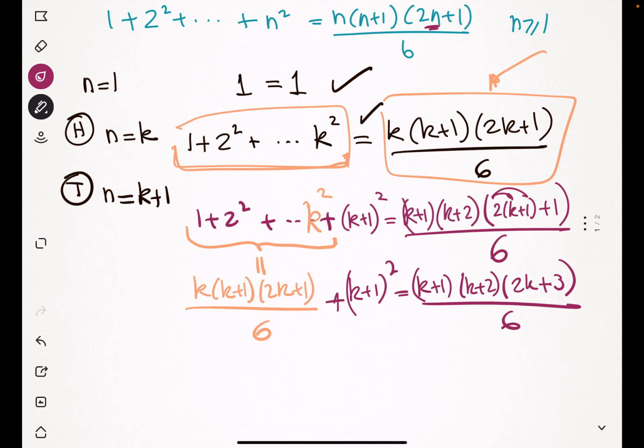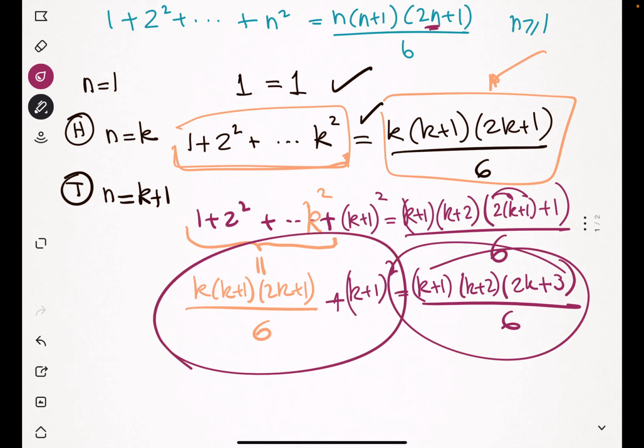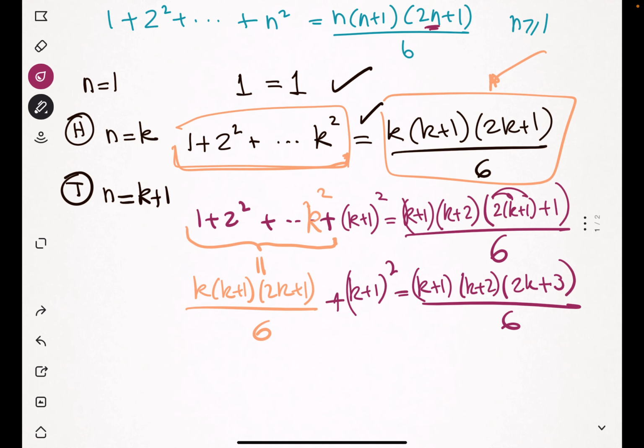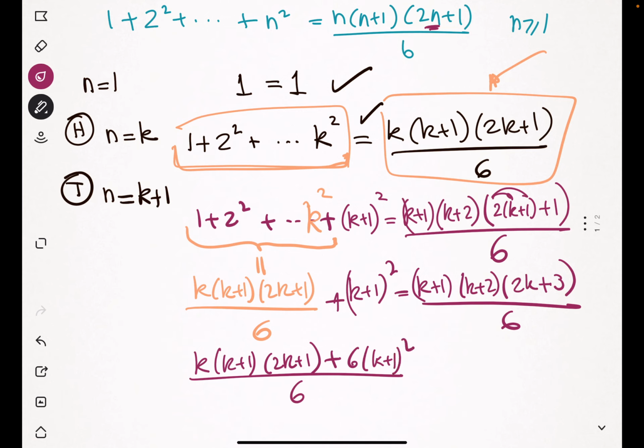Okay, so this now is just algebra. So now you need to do this operation and this operation, and just check that they are the same. That's all it is. Here on the left part is a fraction, the common denominator is 6, so the numerators are going to be k plus 1, 2k plus 1, copying the same, and here would be 6 times k plus 1 squared, right? This is just common denominator with fractions.